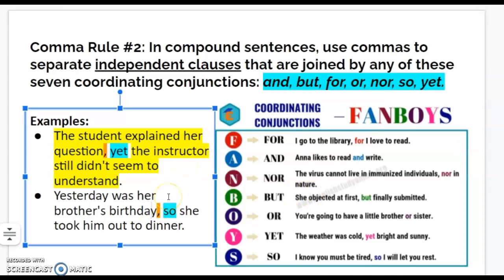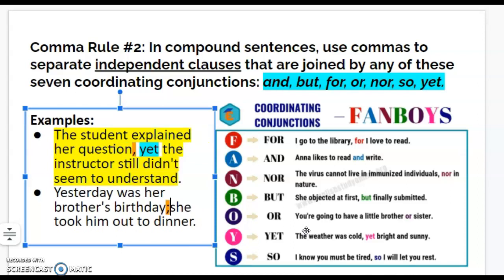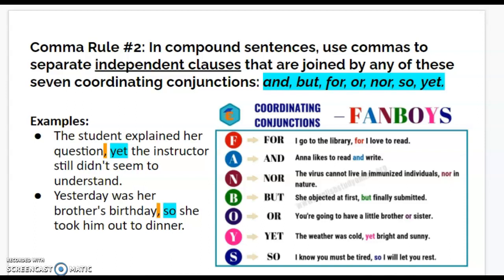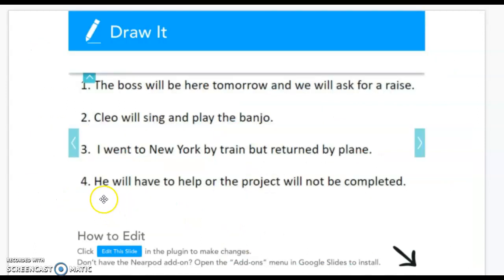Same thing with the next one. Yesterday was her brother's birthday, so she took him out to dinner. Again, you could do the semicolon trick here too. Yesterday was her brother's birthday; she took him out to dinner. Those ideas are related and they're both complete sentences. So you could add a semicolon instead if you wanted, for a fancy sentence. All right, continuing on. Now you're going to add commas again on the Nearpod.